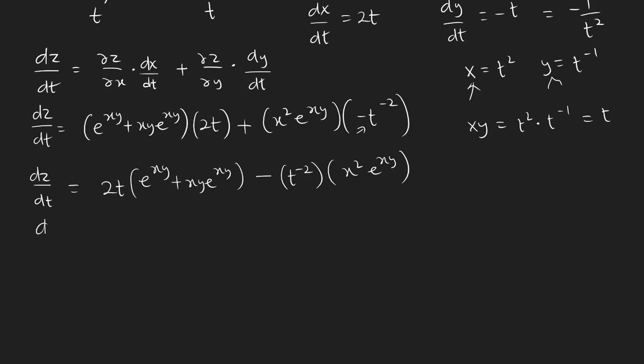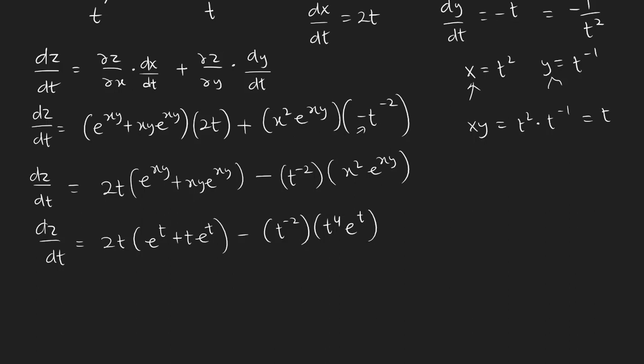So wherever we see xy, we can substitute t there. So we're going to have dz/dt equal to 2t, then we have e to the power xy, so that was e to the power t. And then plus xy, so we can bring t, and then e to the power xy, so t again. Then minus, we're going to have t to the power minus 2 multiplying x squared, where x is t to the power 2. So we're going to have t to the power 2 squared, so that was t to the power 4, multiplying e to the power xy, which is e to the power t again. So now let's simplify this.